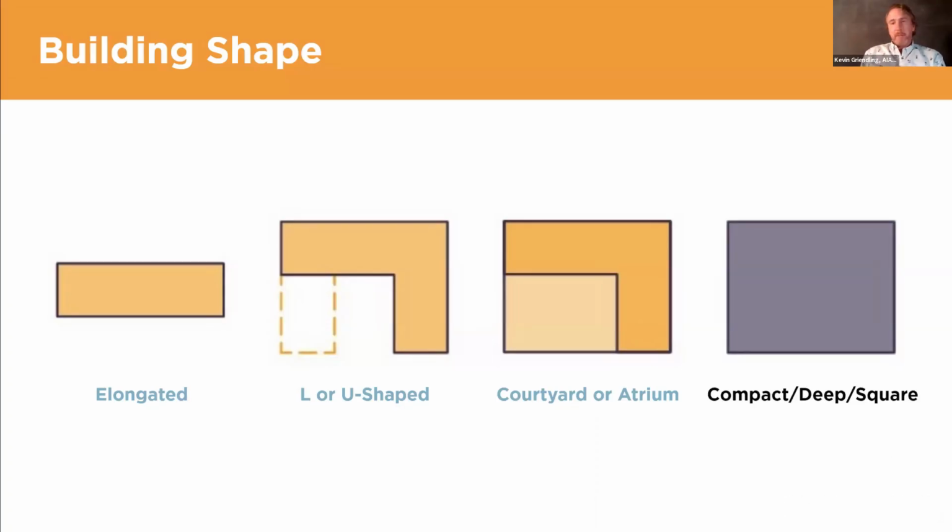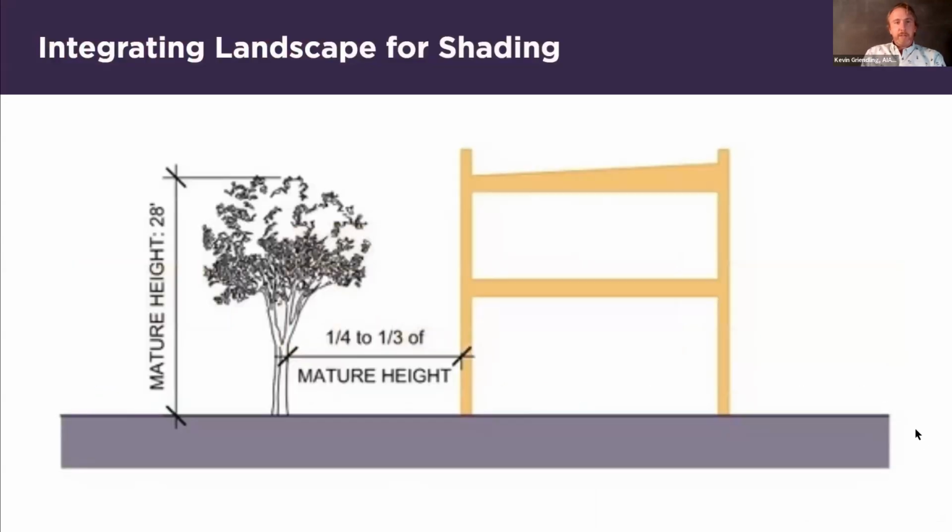These ones are not really great for daylighting. They're much more challenging. They often will require skylights or other advanced strategies. So these are more industrial-style designs, where you're not really relying on environmental conditions to create comfort. So we talked about integrating landscape for shading.